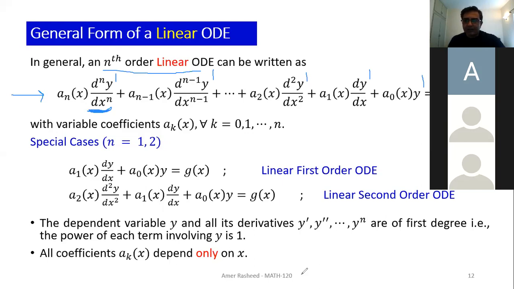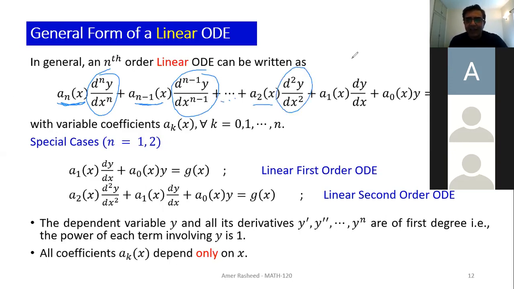Now, what is the notation? Let me clear it once again. This one. Here, the coefficient function is only a function of the independent variable. Now, this is your nth derivative. Here you have another coefficient of x, the independent variable. Here you have the n minus 1th derivative, and so on. A2 of x, second derivative, A1 of x, first derivative, A0 of x, y, and you have an independent function here, g of x, which is a function of the independent variable.